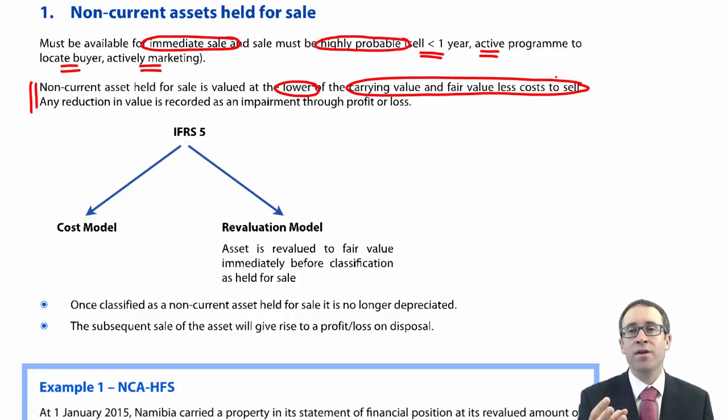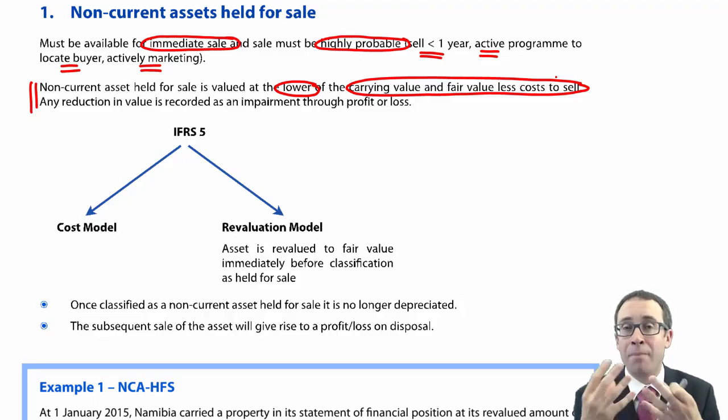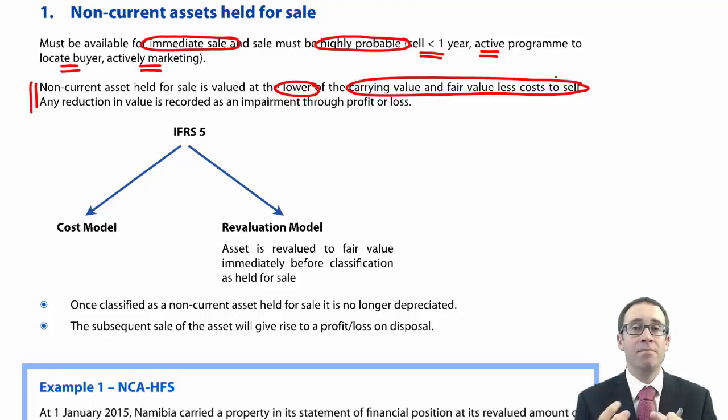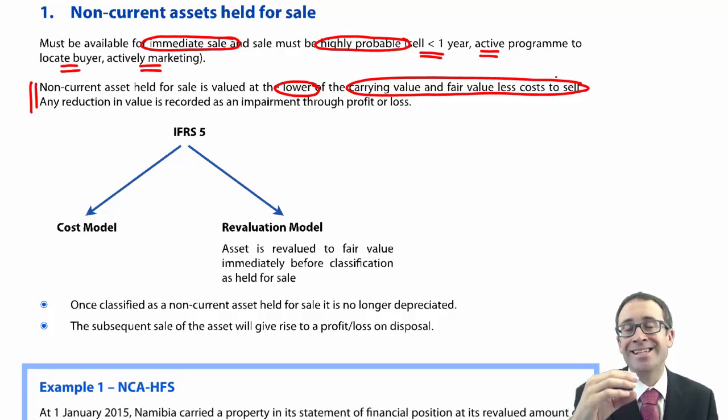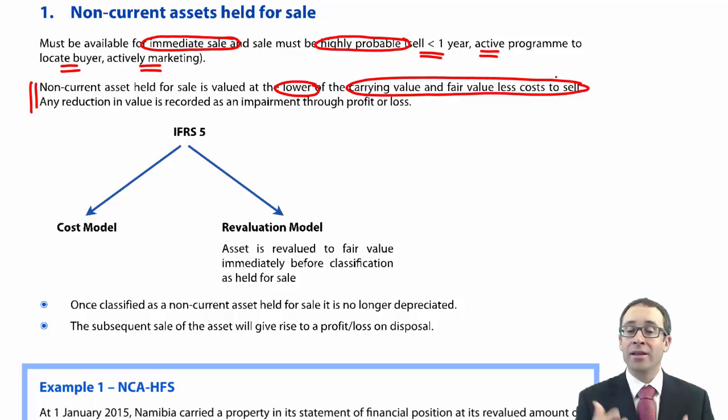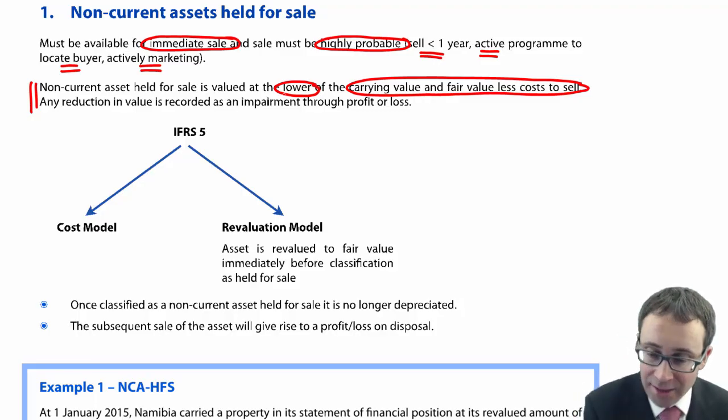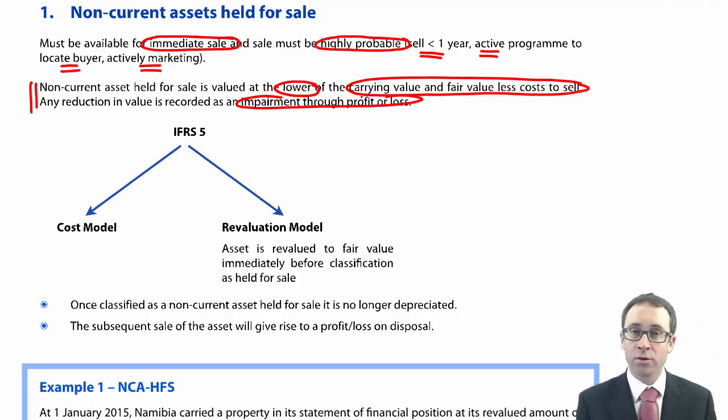But if we think we're going to sell it ultimately at a loss, i.e. its fair value less cost to sell is below its carrying value, well, it's prudent to recognize that loss, essentially the impairment in the value of the asset, immediately, isn't it? So therefore, we take it out of PPE at the carrying value. We put it in at its now lower amount, being the fair value less cost to sell, and any difference is recognized as an impairment through profit or loss.